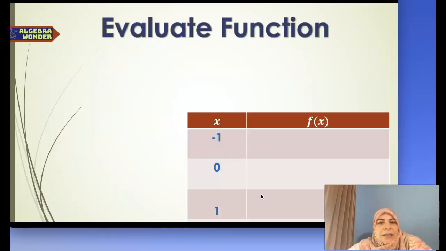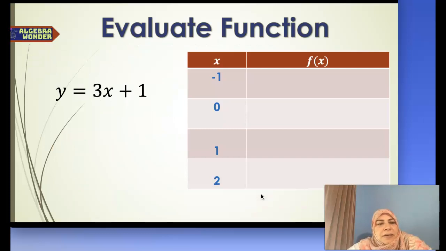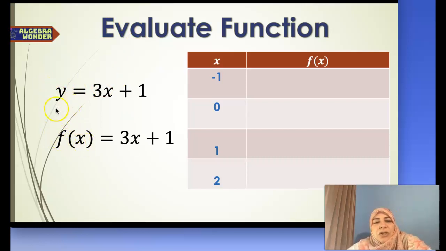Okay, let's see another example here. I have an equation y equals 3x plus 1. We know how to make a table, put some values for x, and then figure out the y. But I want to use function notation for that. So again, you can replace y by f of x, which means y has a unique relation with x, which is a function. Every input has only one output. They call this an equation in function notation.